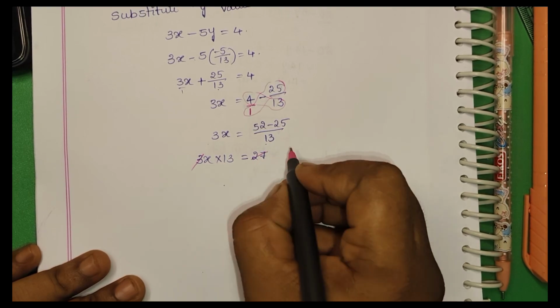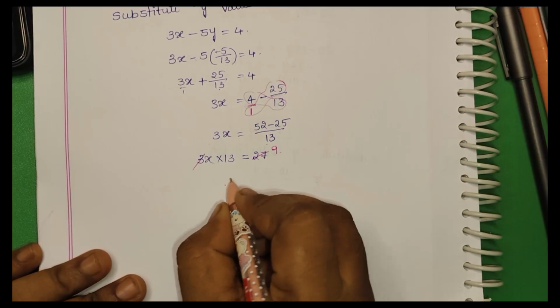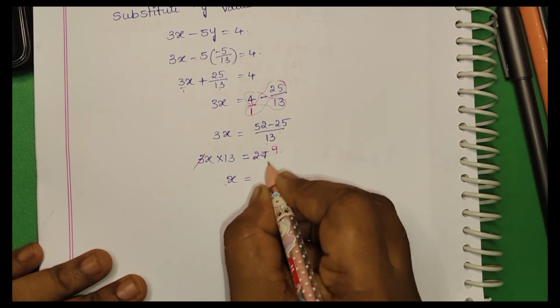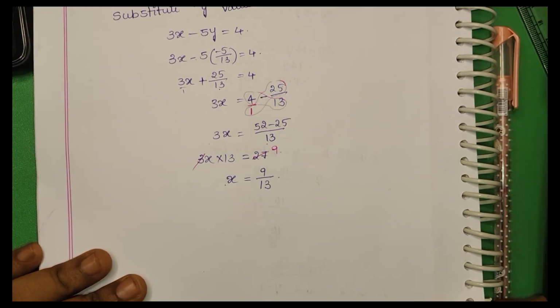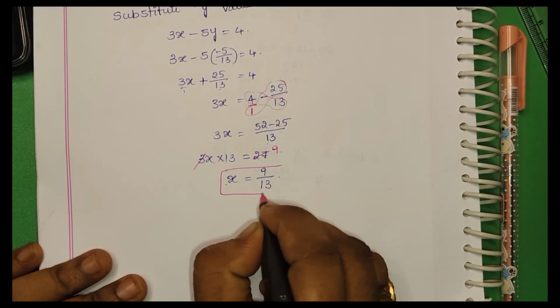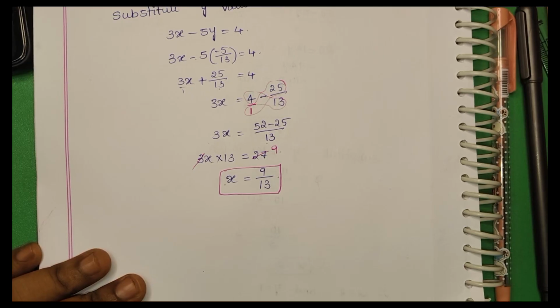3 in 27, 9 times, 9 threes are 27. Here we want only the value of x, so x only on the left hand side, and on the left hand side 13 is in multiplication, so it is transposed to the right hand side, where it goes in division. So x equals 9 by 13.